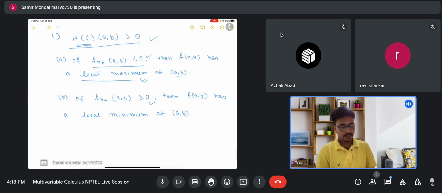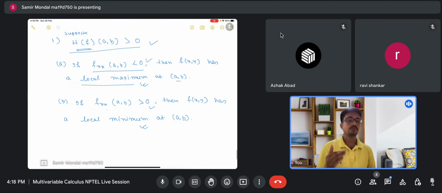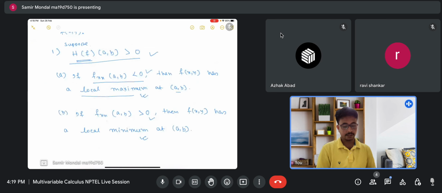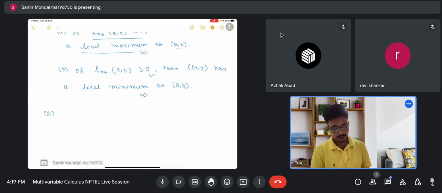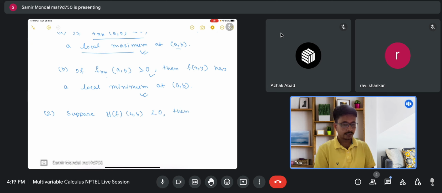If this quantity is greater than 0, then we will get the local minima. Another two possibilities may be there. Your Hessian at the point may be less than 0. Then what will we get? Suppose your Hessian at the point AB is less than 0, then we will get that f of xy has a saddle point.